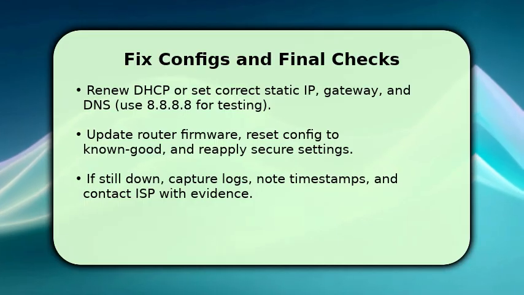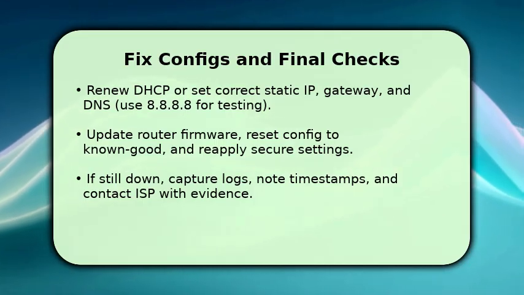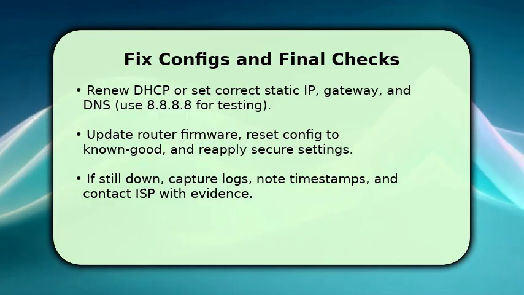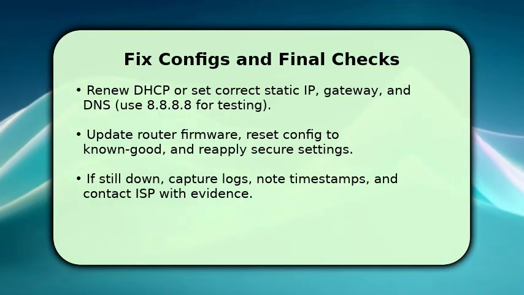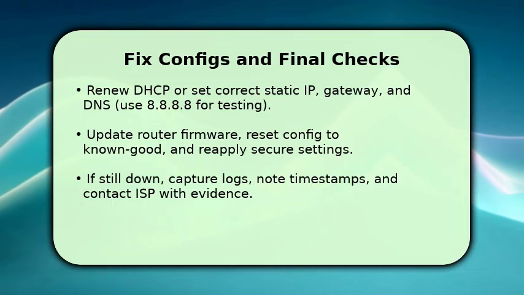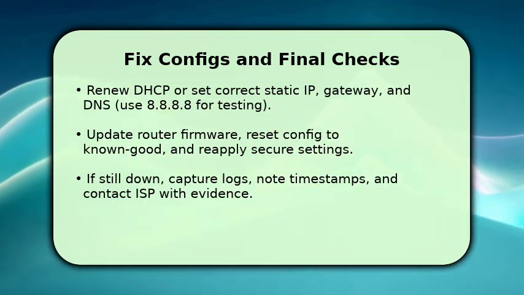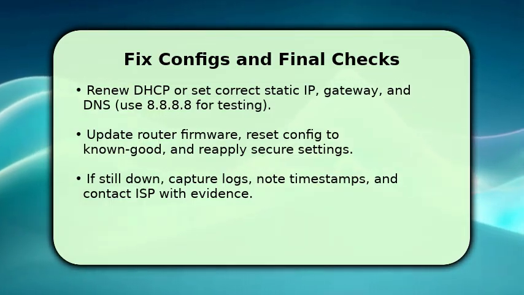This removes hidden glitches. Once everything is back, verify speed and stability with repeated pings and browsing. If problems remain, capture logs and timestamps. Then contact your ISP with that evidence so they can trace the line or prevent it.